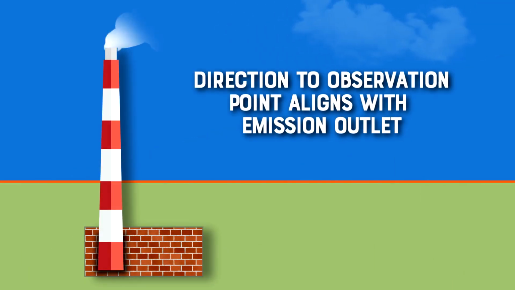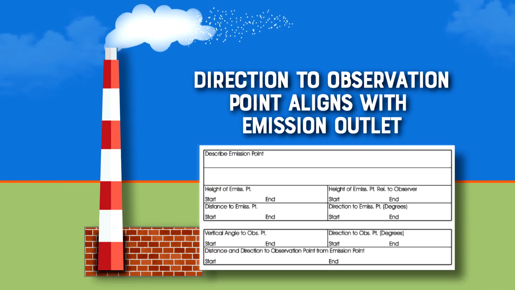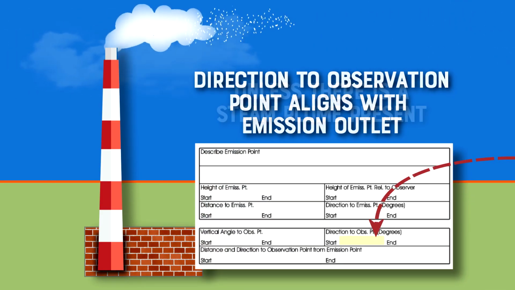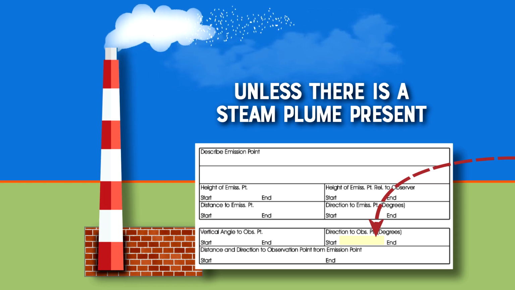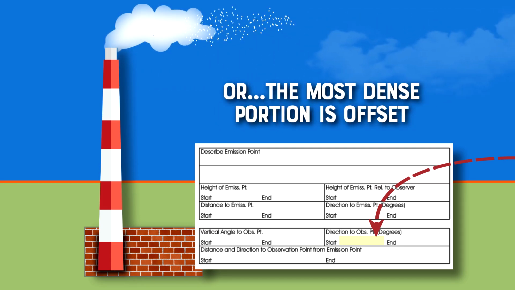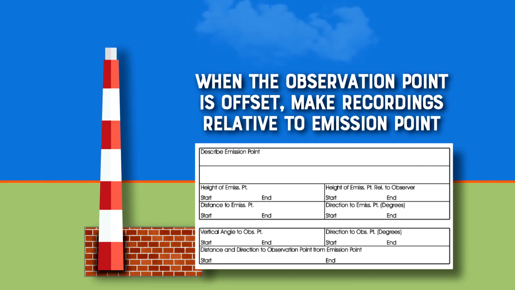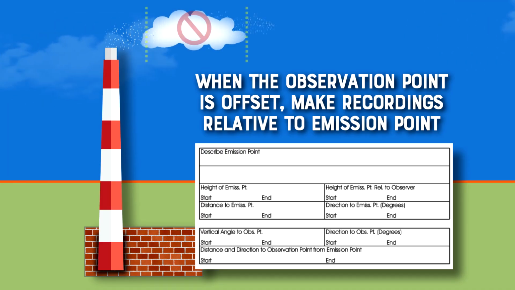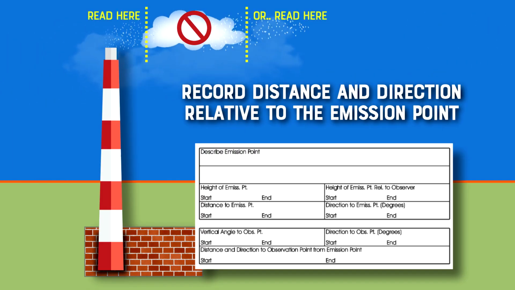The direction to your observation point typically aligns with the direction to the emission outlet, unless there is a steam plume present or the most dense portion of the plume is offset from the emission outlet. When the point of observation is offset from the emission outlet, record both distance and direction relative to the emission point using specific measurements. For example, 10 feet above and 100 feet east of the outlet.